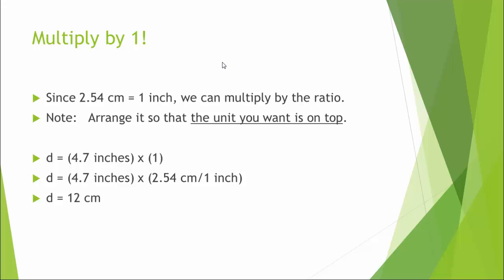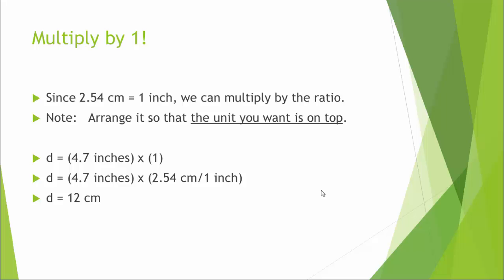Now for those of you who are good at algebra, you can cancel out the inches, but you know it's going to cancel anyway. So inches divided by inches, this cancels away, and the only unit remaining is centimeters. 4.7 inches is roughly 12 centimeters. So a CD is 12 centimeters across.